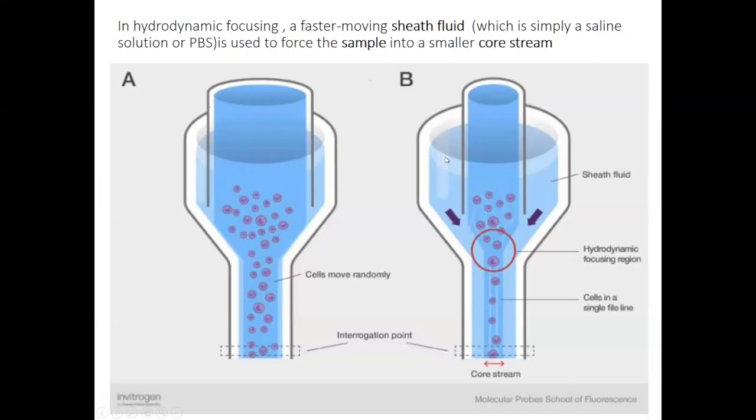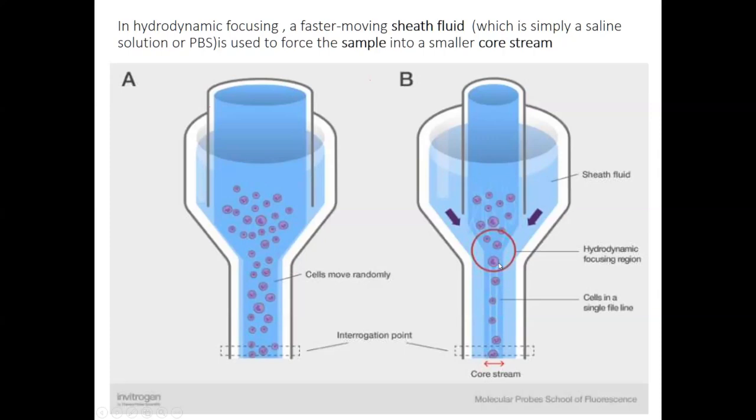Whereas here, you have a flow chamber with adequate space for the sheath fluid to pass, and it will pass at a higher velocity. And here you have the sample core where the sample will be injected. Because of the Bernoulli effect, the increase in velocity of the sheath fluid at this funneling area makes the cells align to pass one after the other. And this is called hydrodynamic focusing.